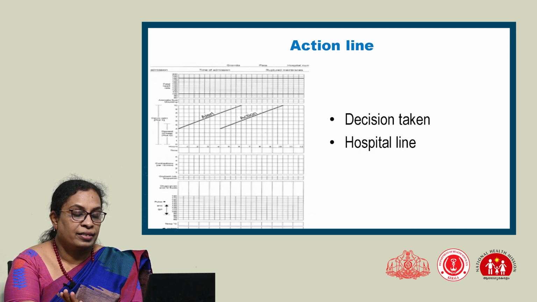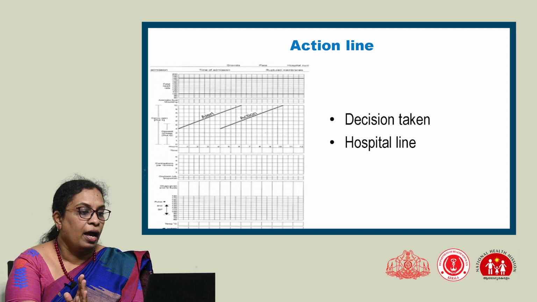And next the action line is plotted 4 hours after the alert line. It is parallel to the alert line. So, alert line means you have to be alert if the patient will go for delivery or any other complications developing, just to give an alert to the health staff. Then the action line: when the graph crosses the action line, it is time to take action. So, the alert line is called the health facility line. And then the action line is the decision taking line or the hospital line.